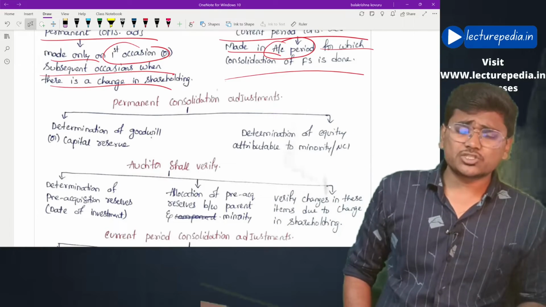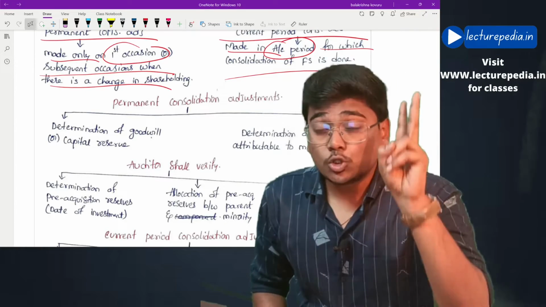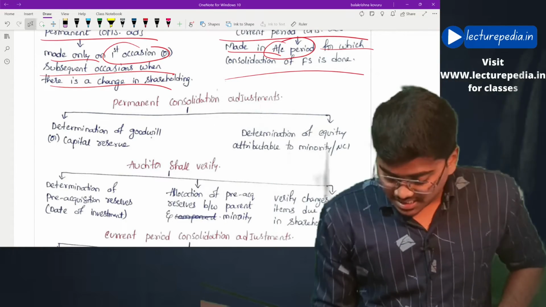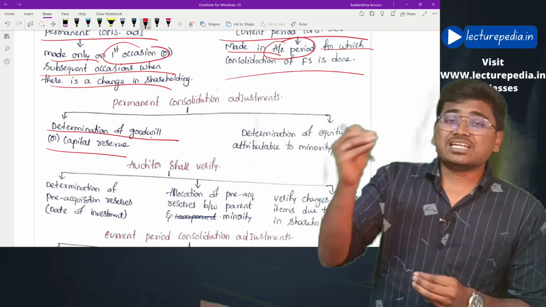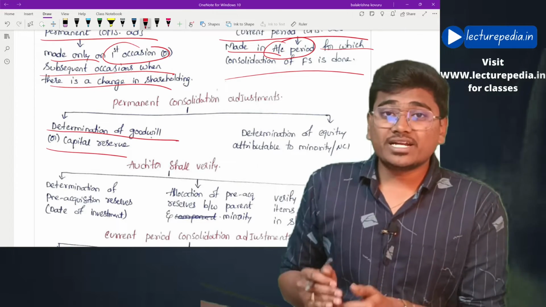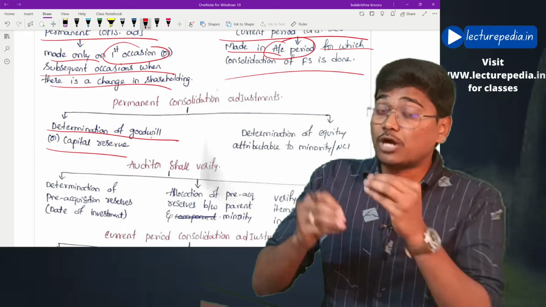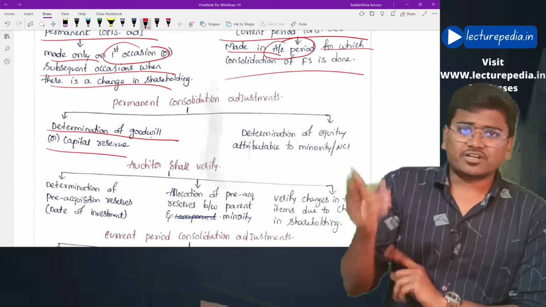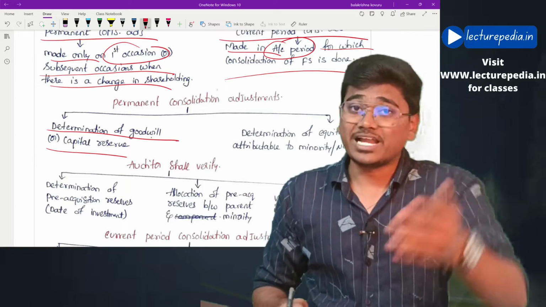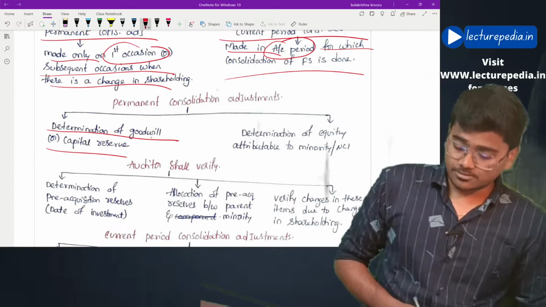In the permanent consolidation adjustments, we have only 2 adjustments. The first one is determination of goodwill or capital reserve. Whenever you purchase any subsidiary, then while consolidating, a goodwill or capital reserve will arise. You have to calculate this goodwill or capital reserve. If you studied FR, financial reporting Ind AS 110, there you will be making sums on this.